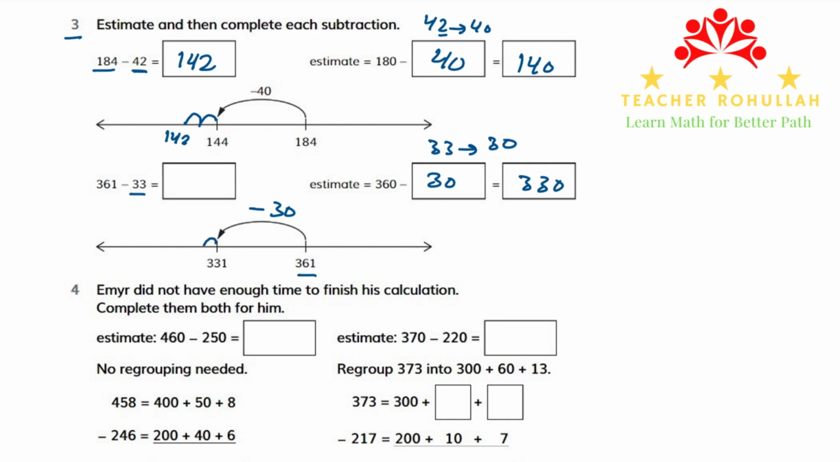So 330, 329, and 328. This means if we subtract 3 from 331, we will have 328, which is the answer to 361 minus 33. So the answer I will write here is 328. We are done with question number 3 also. Let me scroll down to move to question number 4.